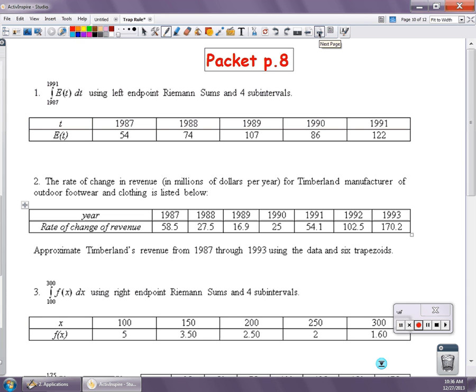All right, let's do one example. Let's take a look at number 1. And instead of using a left endpoint approximation, we're going to use trapezoids. It's just an example. I wouldn't change it on your paper. With 4 subintervals. So we're going to go from 1987 to 1991. So trapezoid number 1, trapezoid number 2, trapezoid number 3. You don't really have to draw trapezoids. You can just section them off. And these are really ugly. So I have my 4 trapezoids.